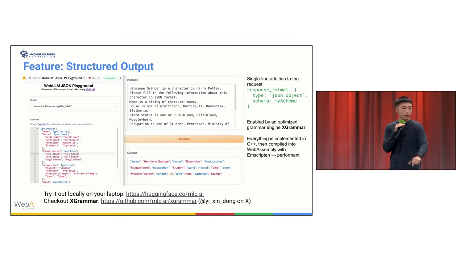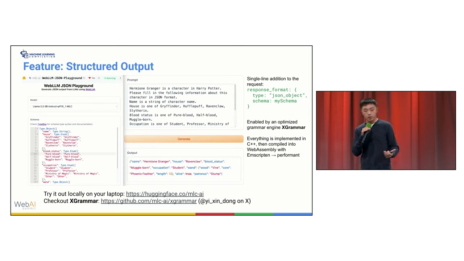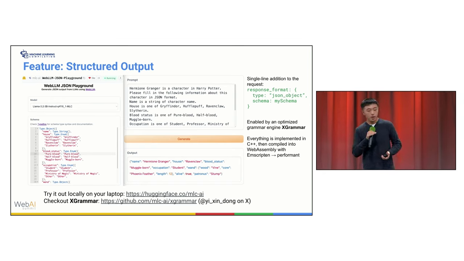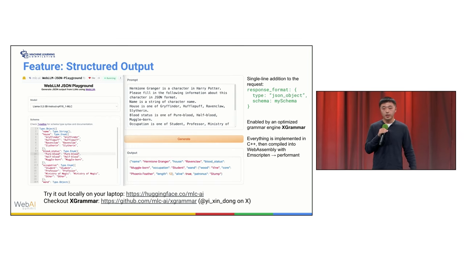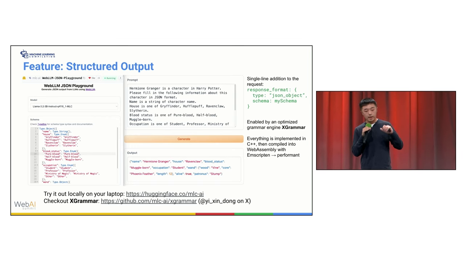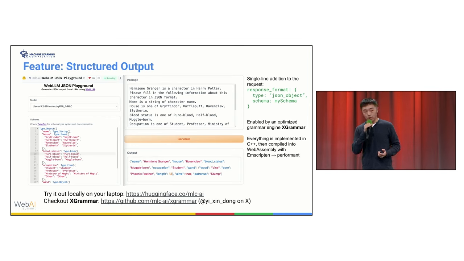In this case, on the top right corner, you can see that you can do this with WebLLM with a single line of code, where you specify the response format to be a JSON object with your customized JSON schema or grammar. This is enabled by another project from Carnegie Mellon called XGrammar. It is an optimized grammar engine built by Yixin Dong from Carnegie Mellon. You can try it out on MLC AI's Hugging Face page with WebLLM. Give the model your JSON schema and then your prompt, and it will generate a valid result. This project is not released yet, but we'll open source it and publish a paper later this month.